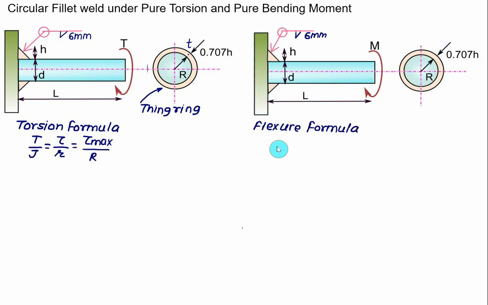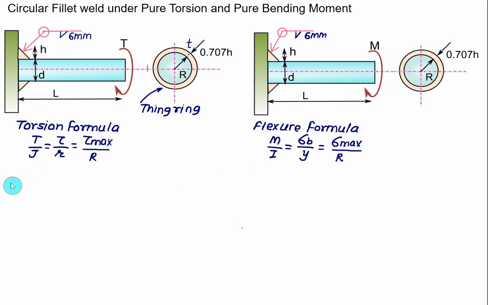So by the flexure formula, we have M by I, where I is called the moment of inertia, equal to sigma b divided by y, where sigma b is the bending stress, the normal stress. The value of sigma b will be maximum again at the outer fiber, and the outer fiber is at radius equal to R. So here we need to calculate the value of I.